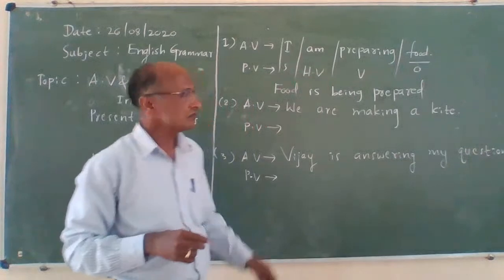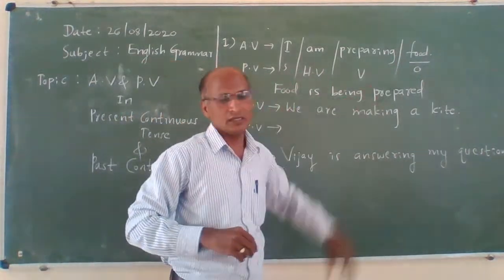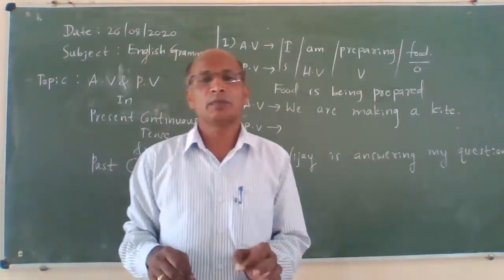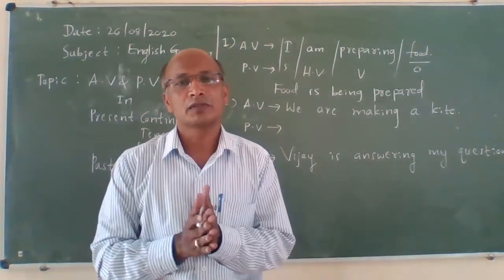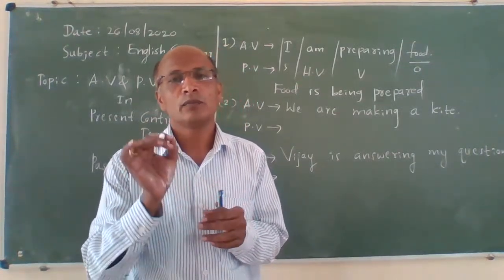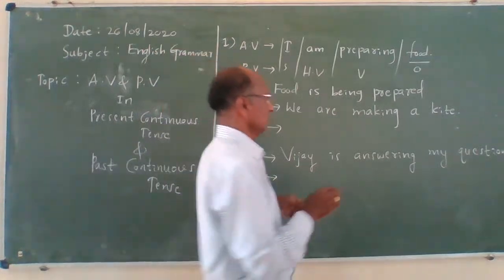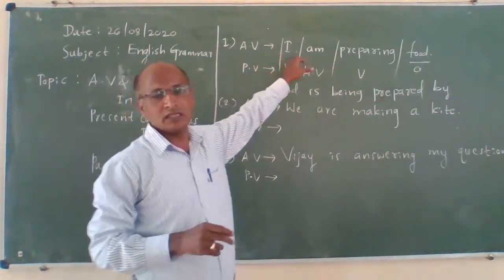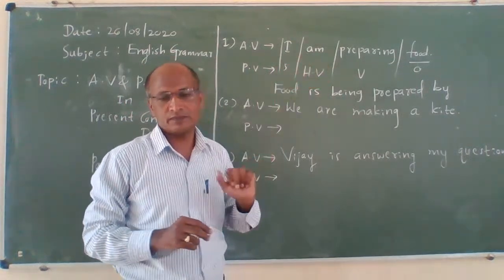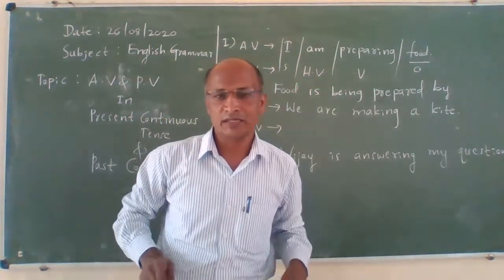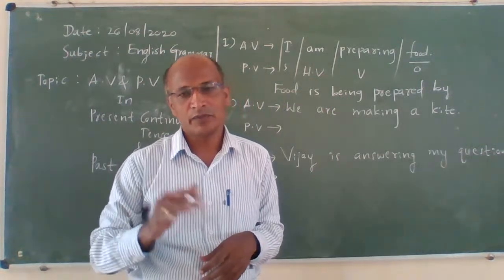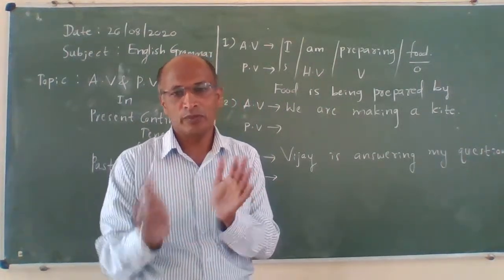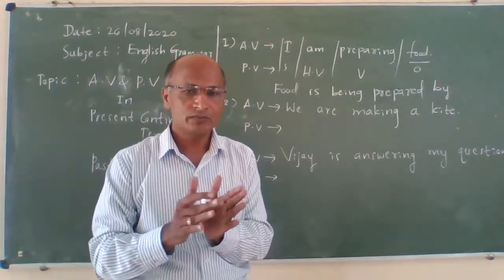Say, food is being prepared. After the past participle, what should we use? We should use the preposition by. Okay. This is the subject in this sentence. I is the subject. As I told you in the previous class, when it comes to active to passive voice, I is changed to me.